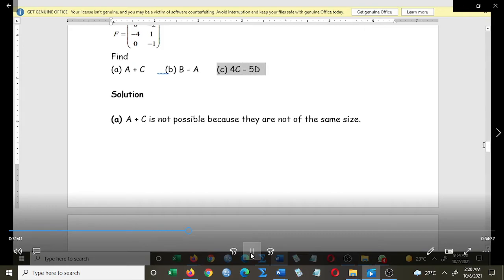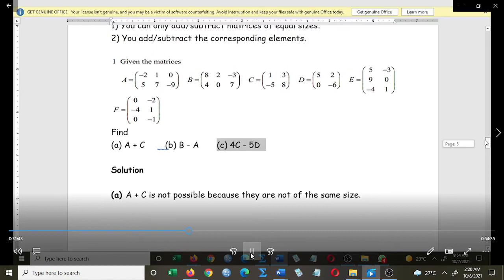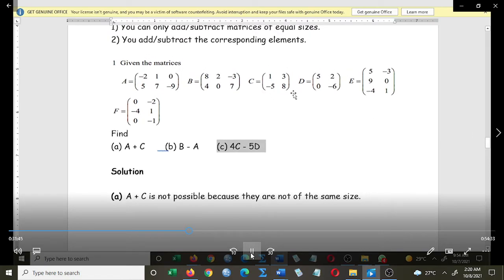Copy down the numbers for C and D. You all have it copied down, right? To save me from scrolling up and down. Everybody have those numbers for C and D, yes? 1, 3, minus 5 and 8. 5, 2, 0 and minus 6. Agreed? So I can move down? Yes, you can. Okay, all right.